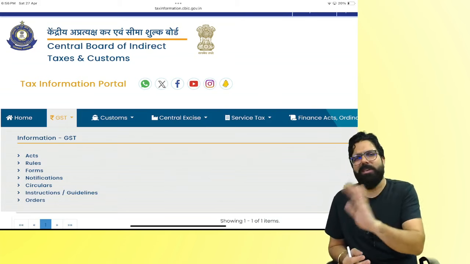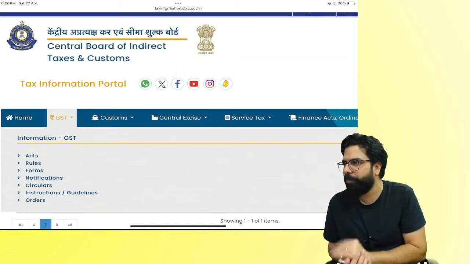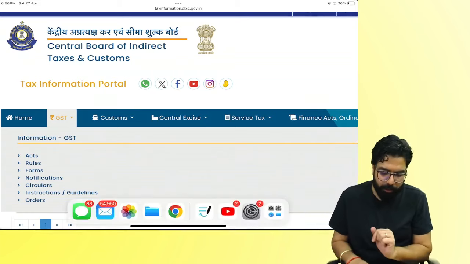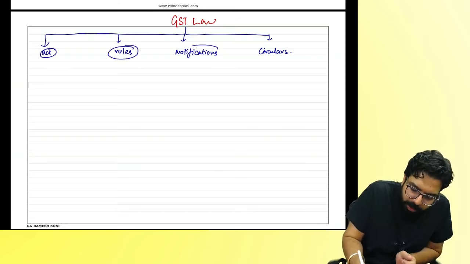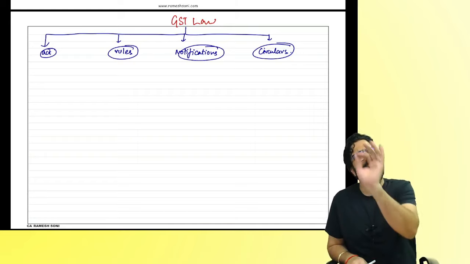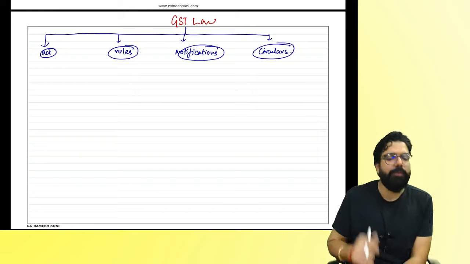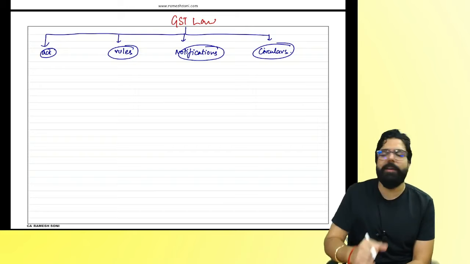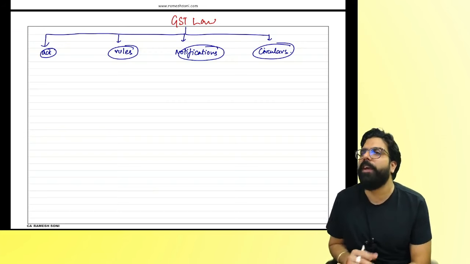Guidelines are basically not asked in your exam, but one or two are there, which we will discuss during the class. Majorly, we'll be talking about four things: the act, the rules, the notification, and the circular. Wherever instructions and guidelines are required, I'll talk about it. Don't worry. Now, what is the difference between these four things? When I say act, we are going to learn the CGST Act, right?